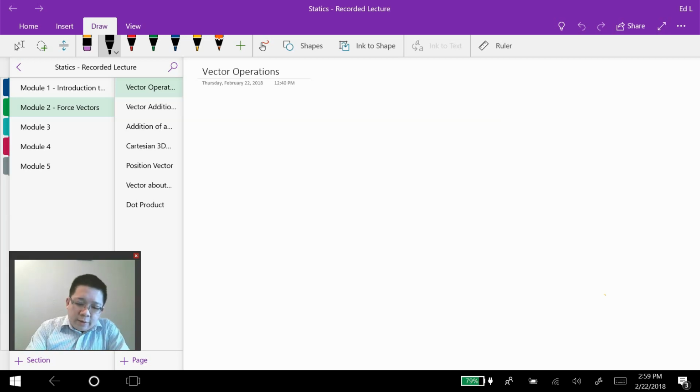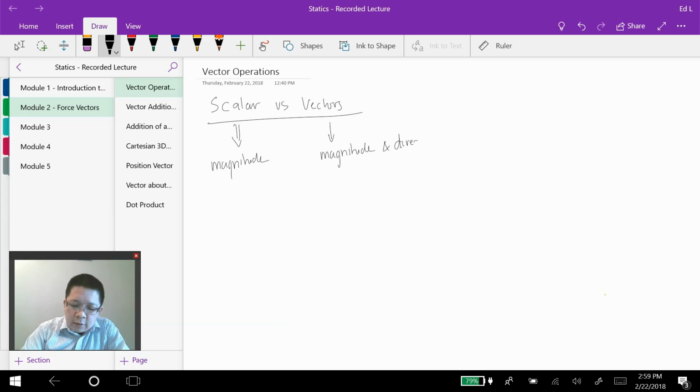Well, in physics we have learned scalar versus factors, right? Certainly scalar only has magnitude. Meanwhile, a factor has both magnitude and direction.